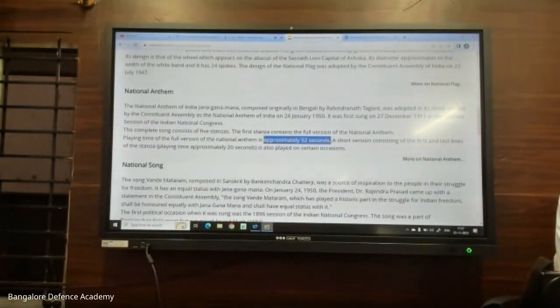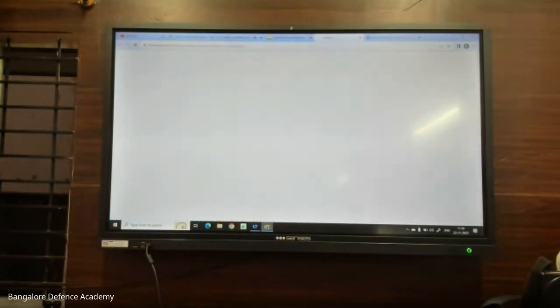52 seconds is the time duration of the national anthem. Ho gaya? Done? Next. The short version is for 20 seconds. 20 second ke liye short version hai. Theek hai? Uska mini version. Abhi kabhi kabhi, you know, I'll show you that.